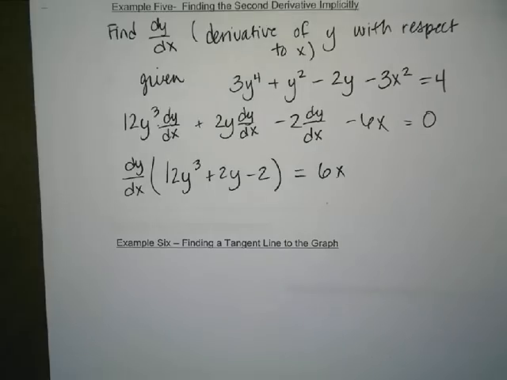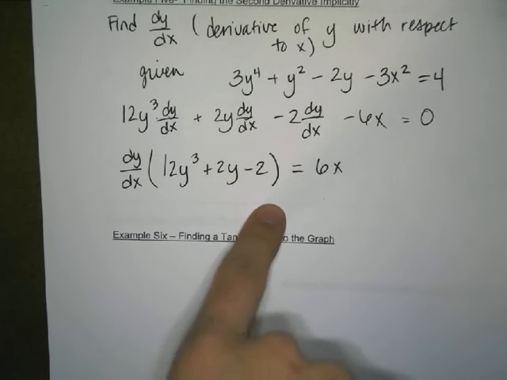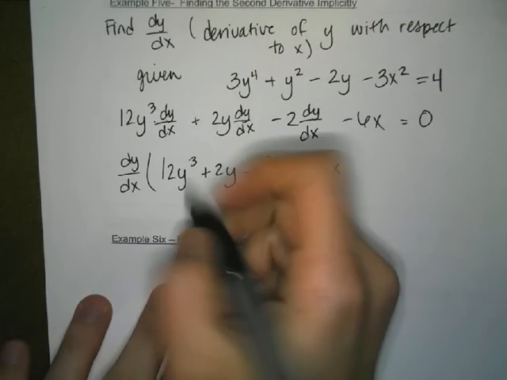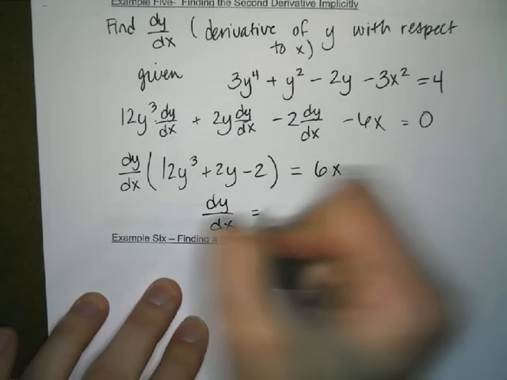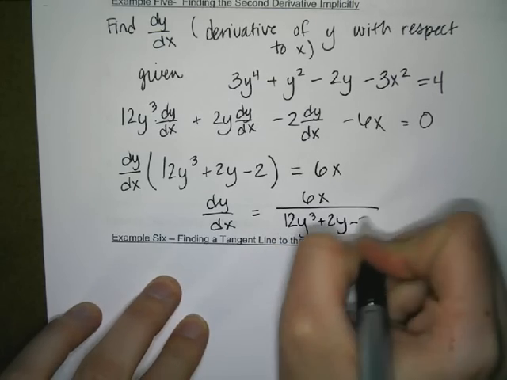And then if I need to solve for dy over dx so that I have a problem like I've seen before, where I have y prime equals something, how do I get dy over dx by itself now? You divide it by that stuff. Divided by 12y. We divide it by whatever's in the parentheses. Yeah, just get rid of the whole thing. So we're going to divide everything by that expression. So you end up getting dy over dx equals 6x over 12y cubed plus 2y minus 2.